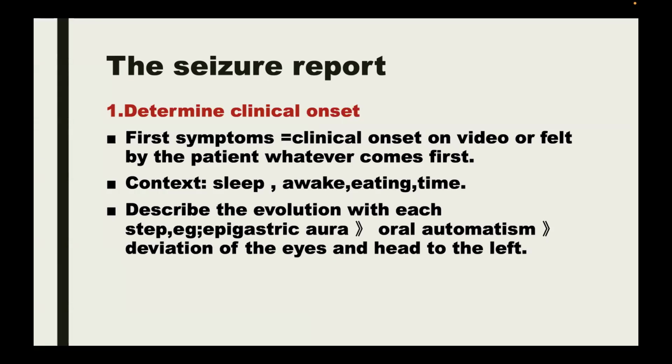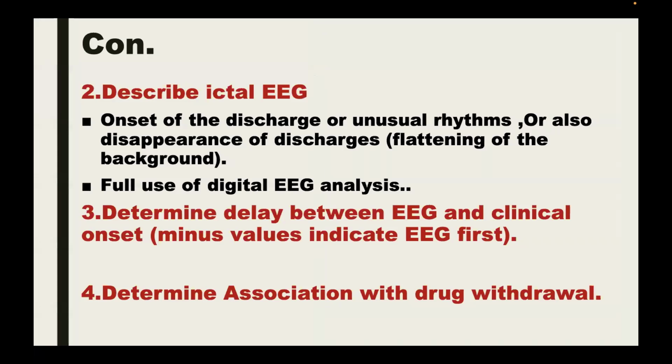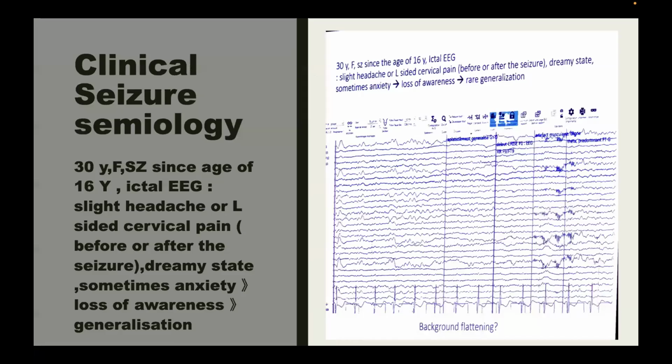So when we notice that this patient has an event, whether ictal or non-ictal, we must follow these steps in sequence. The first one: determine the clinical onset. This needs video EEG or observation by the examiner. So the first symptom, as clinical.